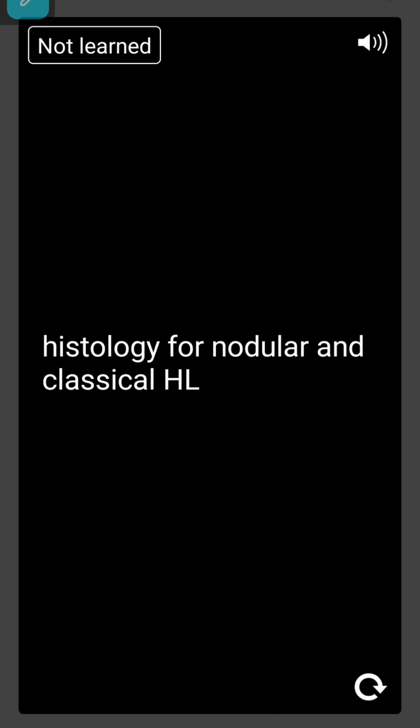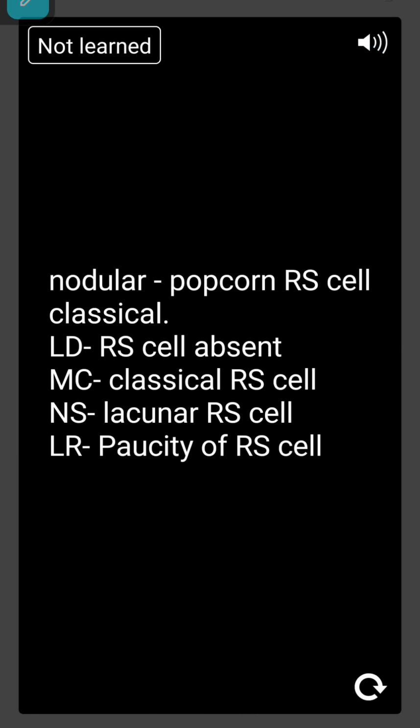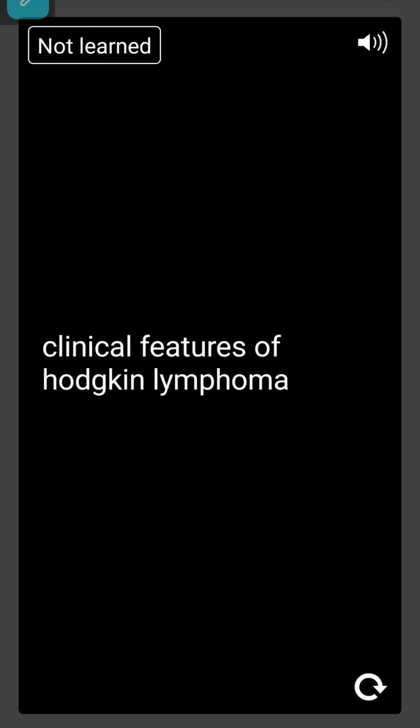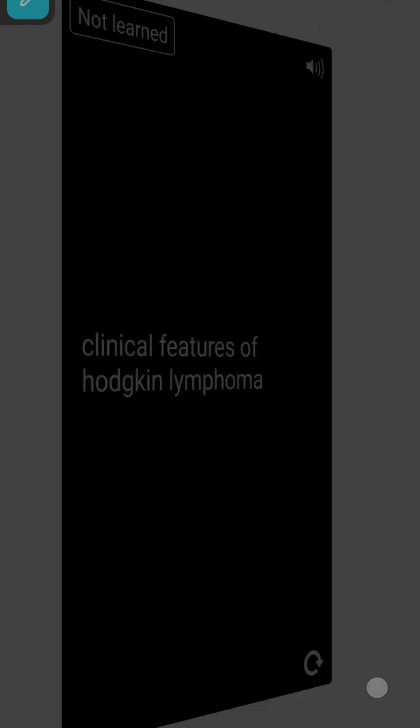Histology for nodular and classical HL. Nodular, popcorn RS cell. Classical, LP cell absent. MC, classical RS cell. NS, lacunar RS cell. LR, paucity of RS cells.